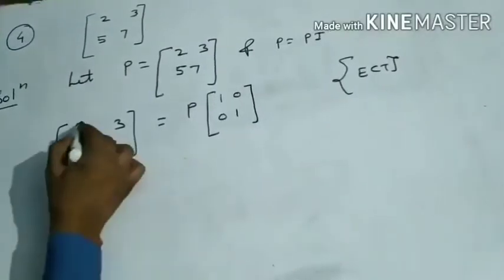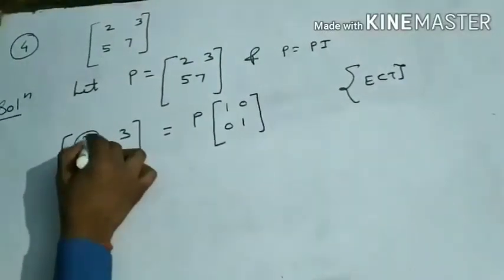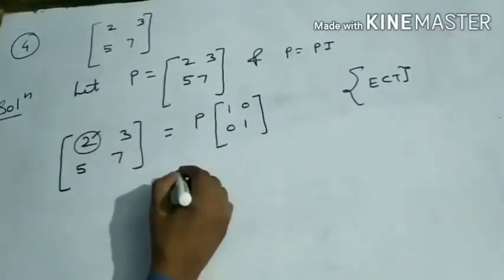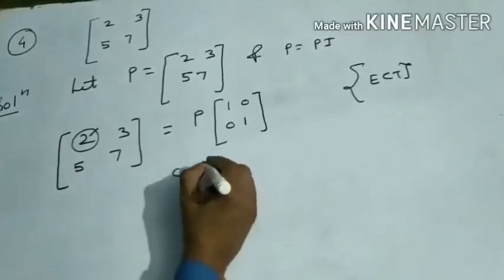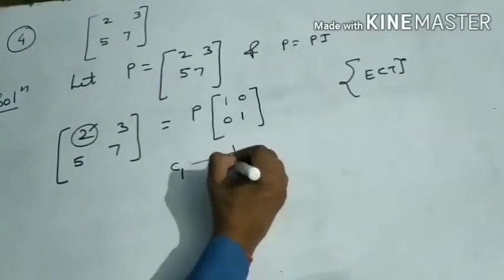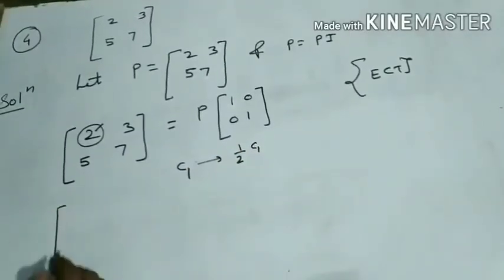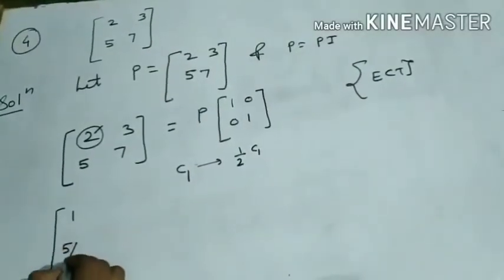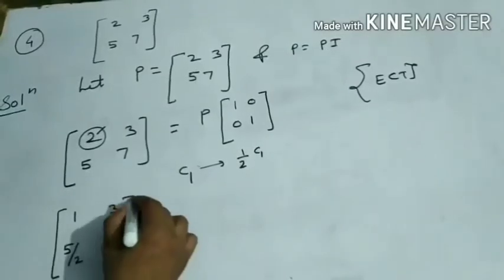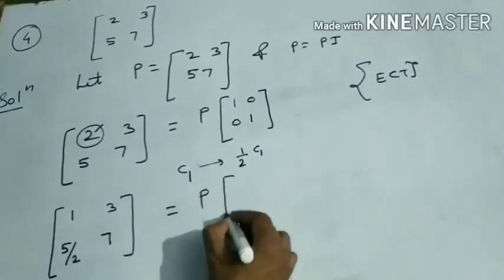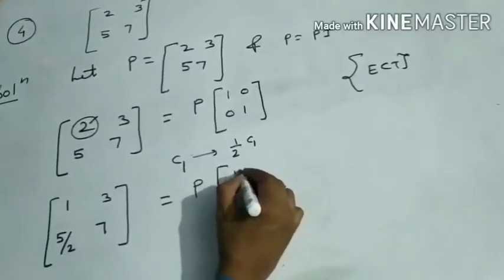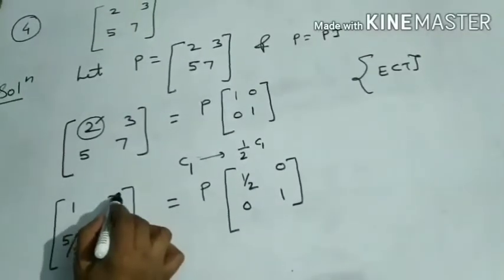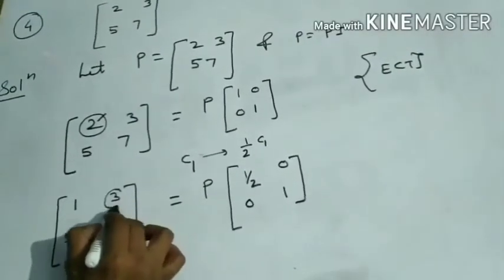In the first step, what is given is 2, and we want to make this 1. So in the first column we do 1 by 2 C1. Then what do we get? 1 by 2 C1 means this becomes 1, and here it becomes 5 by 2. In the second column there is no change, and on this side we also apply the same operation, so this becomes 1 by 2, and here 0 and 0, and this is 1. Now with the help of this we want to make this 0.